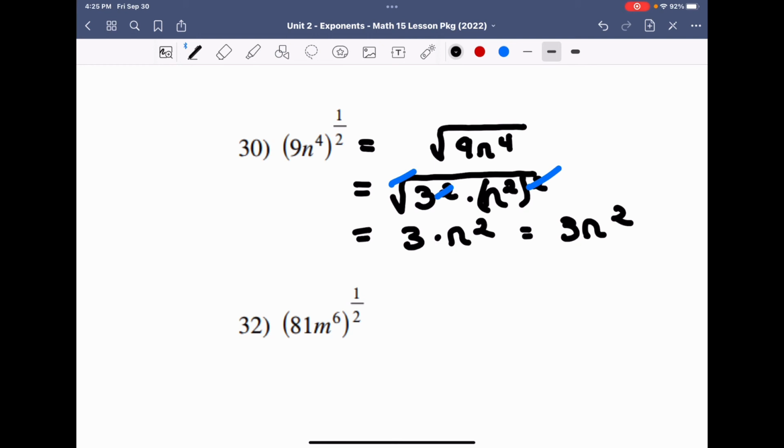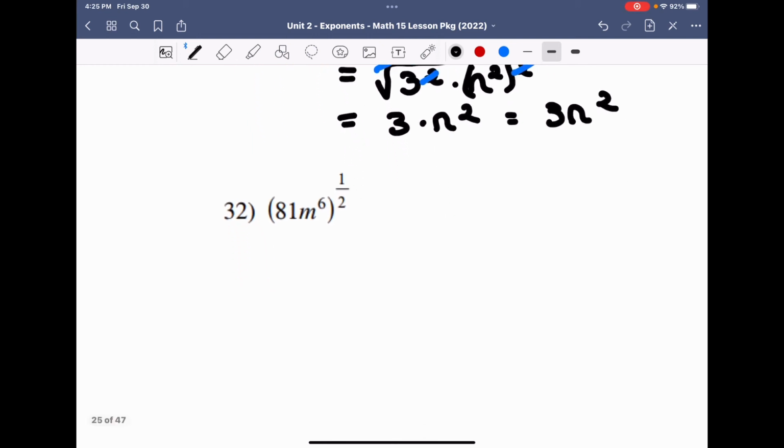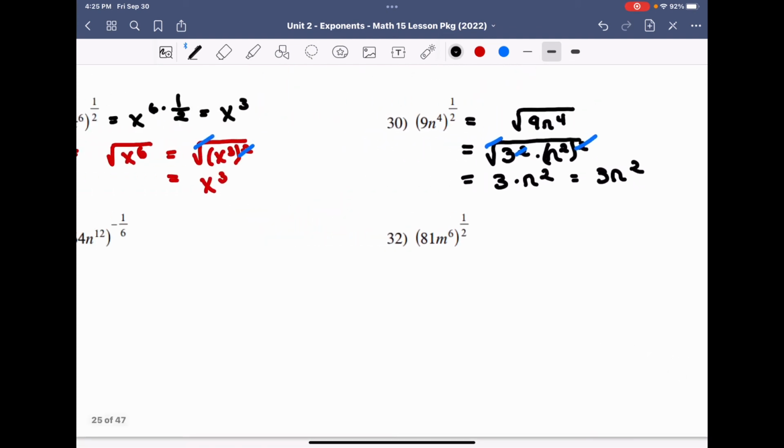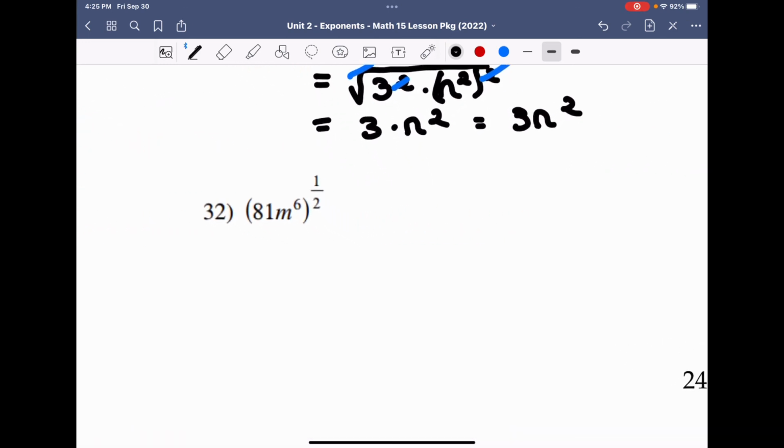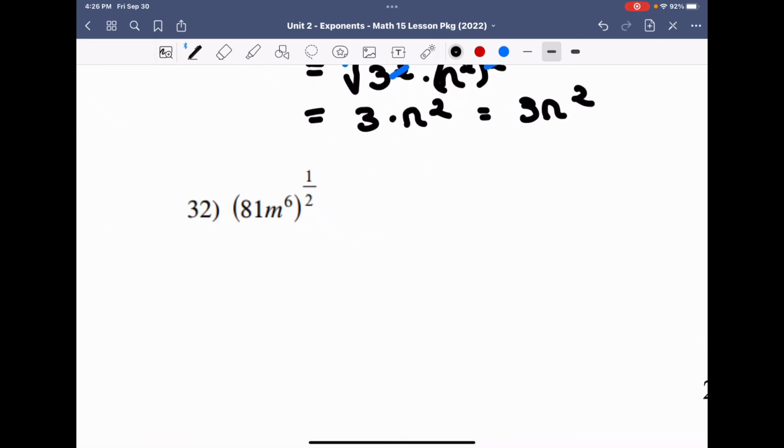Now let's show that one more time here. I have 81 m^6 to the 1/2. Actually, we'll do 32 first. I think this might be a better one to work with. So this is equal to, if I convert this into a radical, radical symbol 81, m to the 6th power.